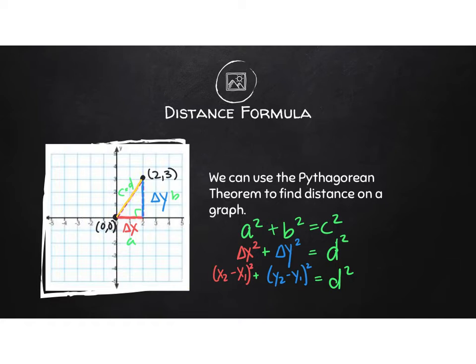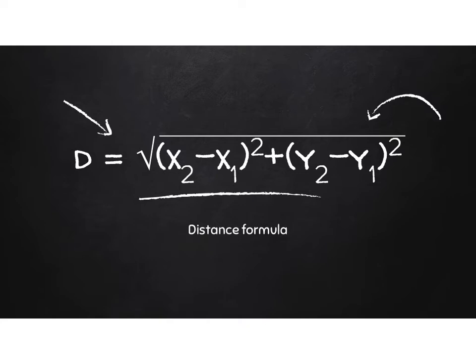Some students get really concerned and always ask which one is x1 and which one is x2. All that matters is that you're being consistent. You pick one of the points to be your number 1, so your x1, your y1, and you pick the other point to be your x2, your y2. As long as you're consistent, it's just fine. This is truly where the distance formula comes from, which brings us to our distance formula.